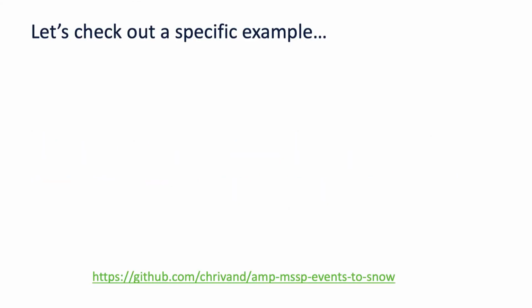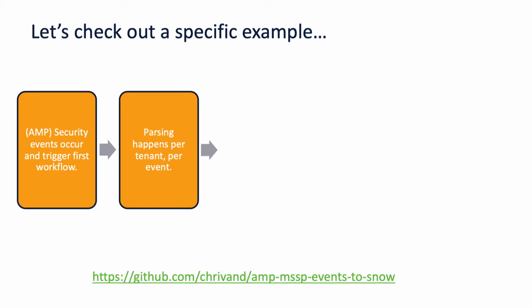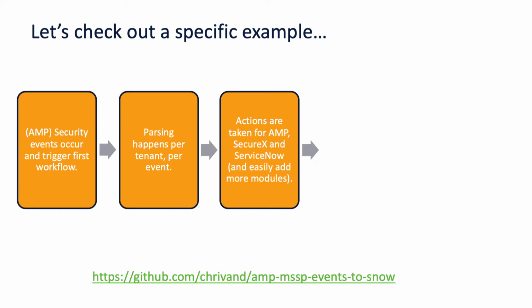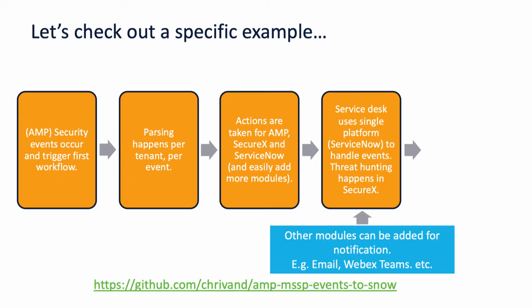Now, what I've done specifically for AMP for endpoints is I basically took all of these tenants from an MSSP portal, and I am triggering SecureX workflows based on new events that occur. I'm parsing those events per tenant and per event, and based on that, I'm taking actions. I'm creating a SecureX and ServiceNow incident, and you can very easily add more modules to this if you want to send an email or a WebEx Teams notification. It's very easy to do.